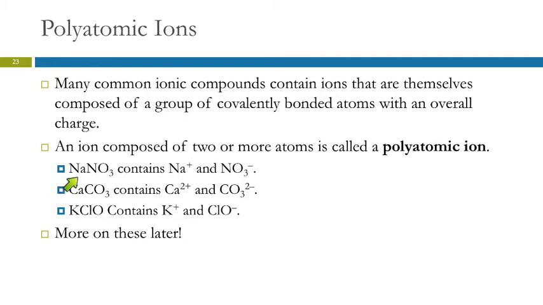So if we look at this ionic compound, NaNO3, this has a sodium ion and a nitrate ion. So there are two ions, but this ion happens to have two different elements in it. Calcium carbonate, we've got calcium ions and carbonate ions. We can predict the charge on sodium and calcium and potassium based on their position in the periodic table. We know the charges on these because we memorize them. That's why I made you memorize them. This compound, KClO. So there's a potassium ion and a hypochlorite ion.